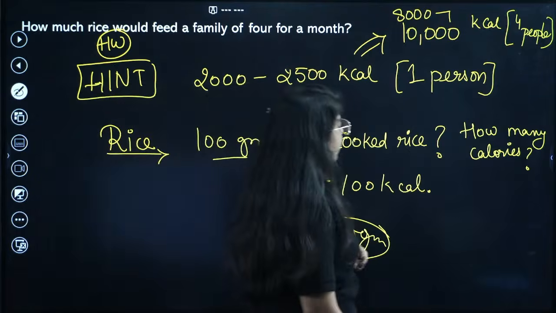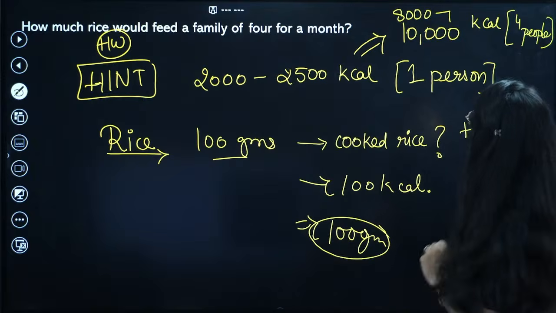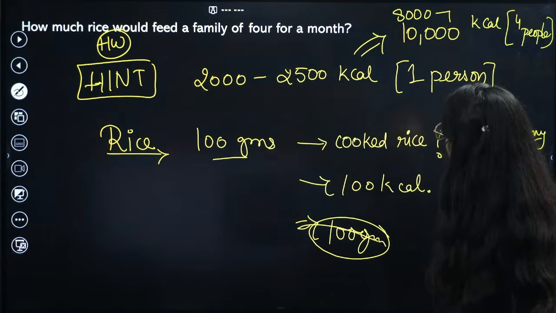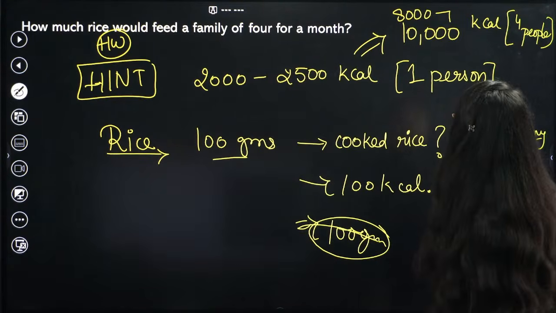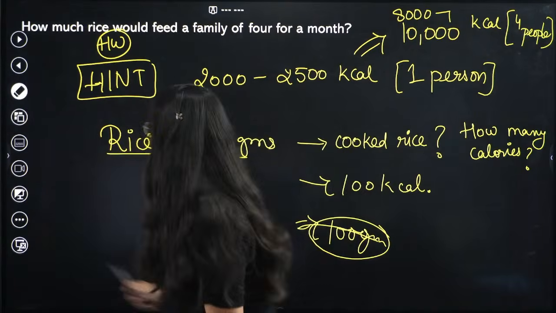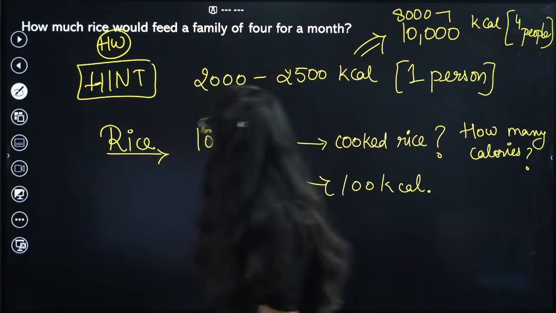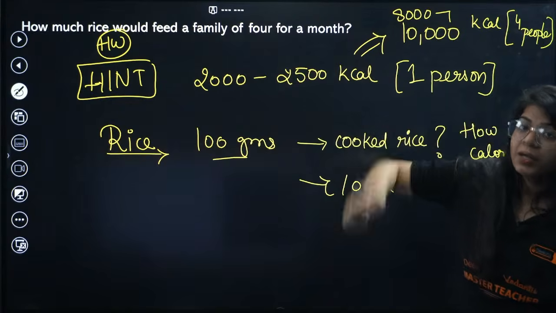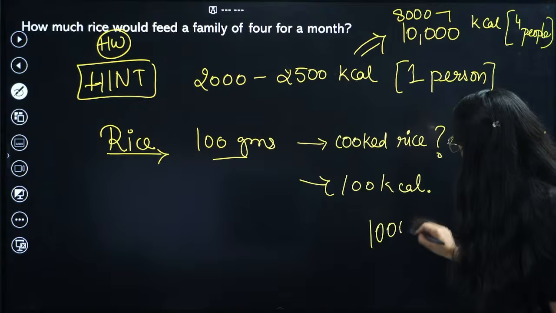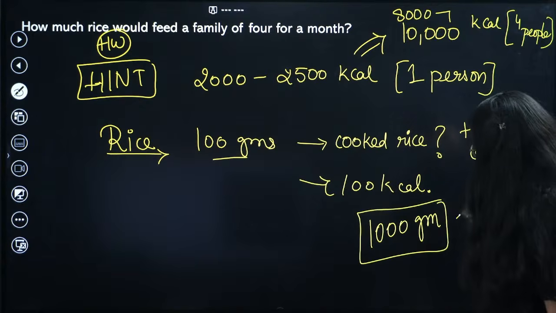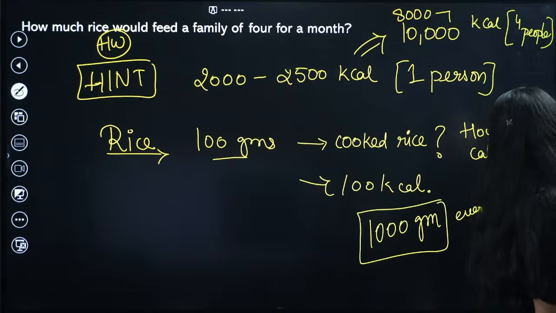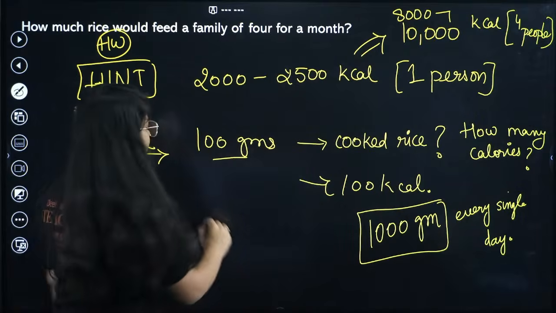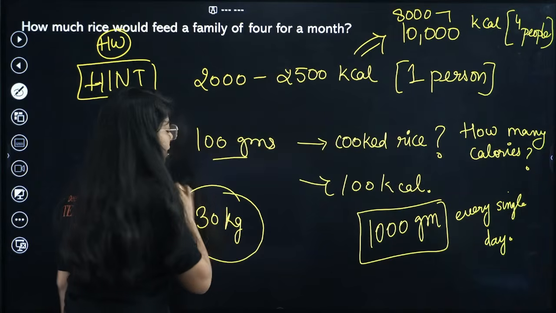Still, that is not true. That's just 1 kg of rice. Did I do something wrong? Okay, 100 grams cooked rice, 100 kilocalories. We had to multiply this. Okay. So, in 100 grams, we have 100 kilocalories, and a family needs 10,000 kilocalories in a day. So, okay, that answer was correct actually. We need 1,000 grams of rice every single day. That means 30,000 grams. That means 30 kg of rice can feed a family of 4.